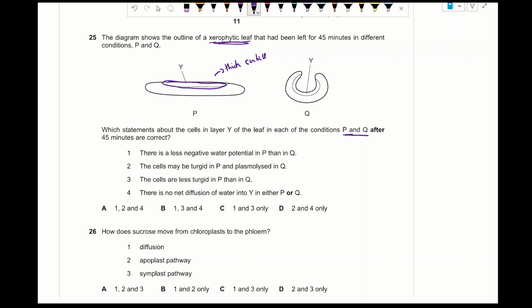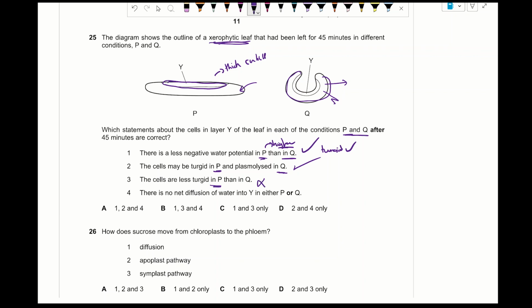1. There is a less negative water potential in P than in Q. A less negative water potential means basically a higher water potential in P. This is correct since it appears turgid. Therefore, this is an indication that it has a higher water potential. For 2, the cells may be turgid in P and plasmolysed in Q. This is correct, since Q is curved, which means that it has lost water and is plasmolysed. Therefore, this is correct. 3, the cells are less turgid in P. This is incorrect, they are more turgid.